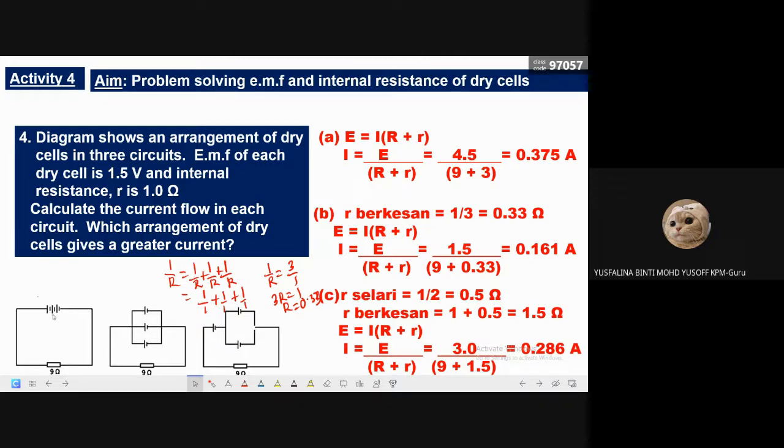But in series, 1.5, 1.5, 1.5, you can have 4.5 volt. When the voltage is higher, a higher current will be produced, based on V equals IR. So that's why we put the batteries in series. Even though we know the internal resistance will be lower if the batteries are in parallel, we actually want the voltage, and it's the same voltage in parallel, so there's no need.